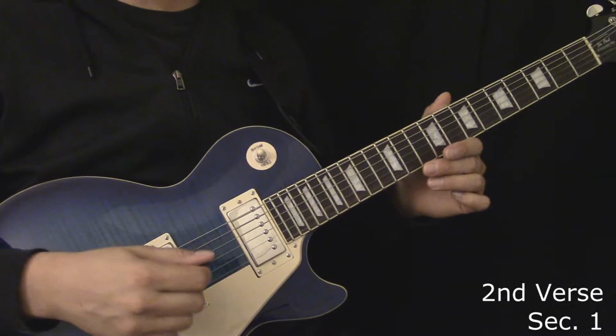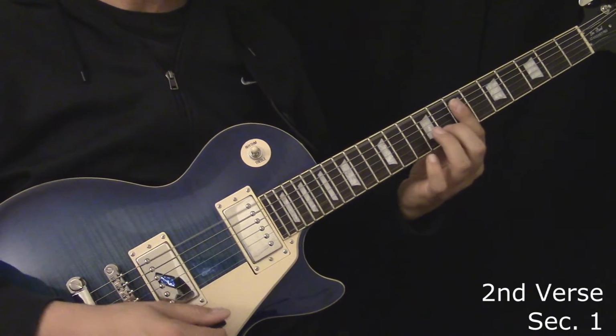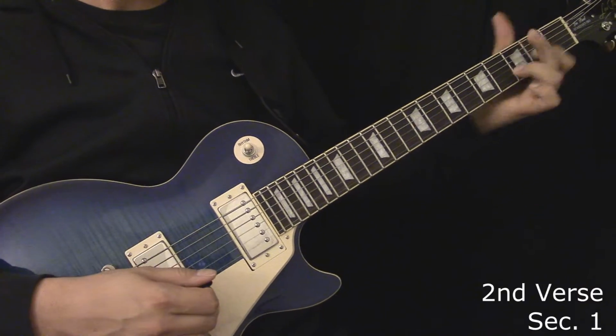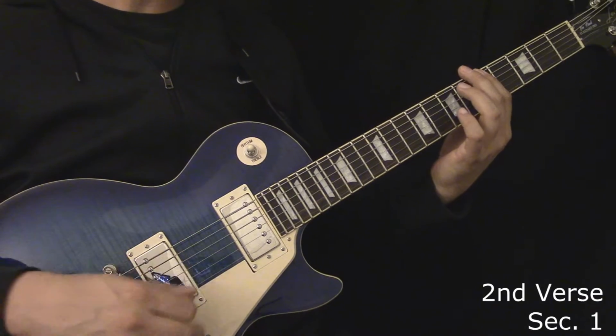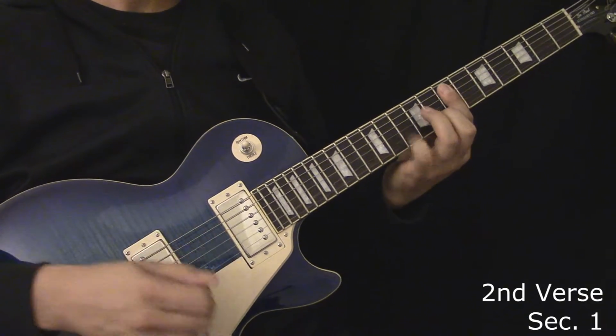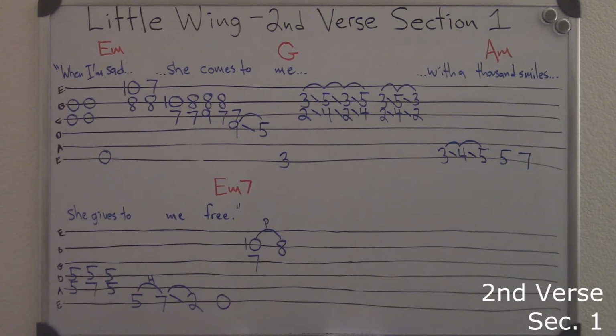Here's section 1 of the second verse played slowly. When I'm sad, she comes to me with 1,000 smiles she gives to me free. Here's the tablature for section 1 of the second verse.